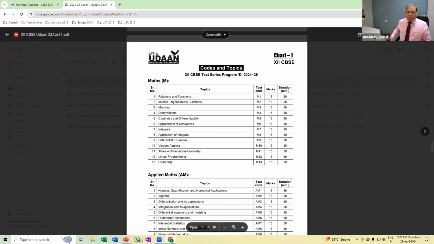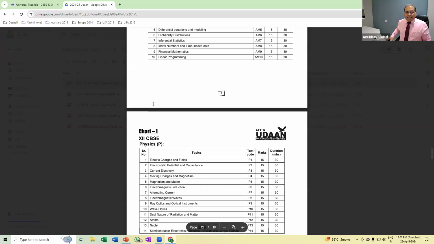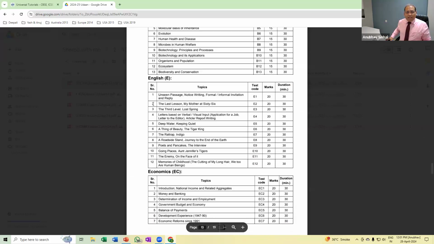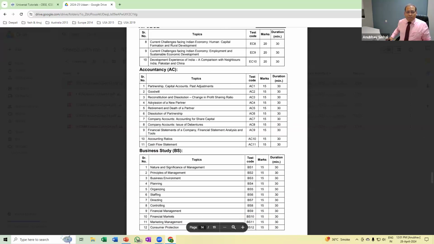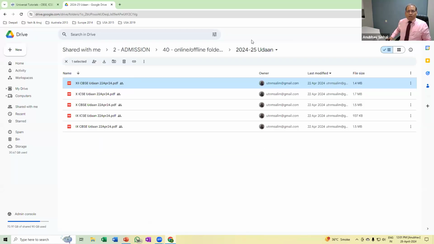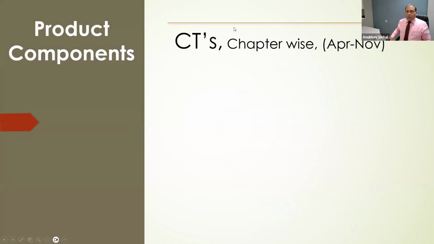This is where maths, there are about 13 chapters, each one of them applied mathematics, physics, chemistry, biology. Then you have the accounts, English, economics, business studies, because we do science and commerce. So everything like this, when you join with us, you will be able to see all of these things. So we've seen the first part, the CTs part. Now, please reserve your questions. आपके कुछ questions हो तो लिख के रखिएगा. During the Q&A, we'll be able to answer them.